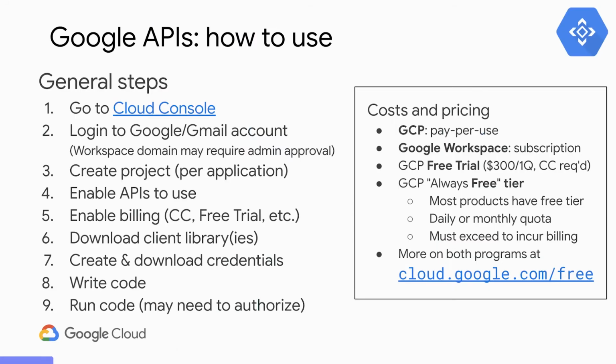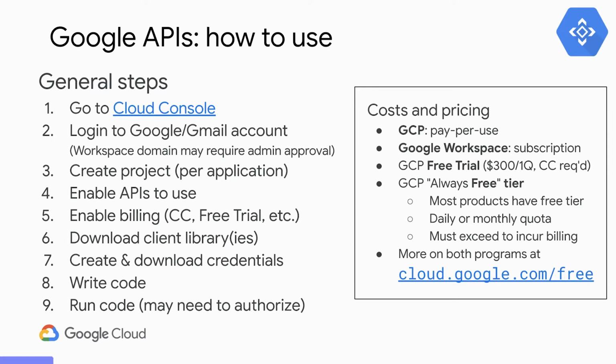All right, and so, for those of you who are new, this is a very high-level overview as to how you would generally use our APIs if you've never used them before. So the first step is you would go to the Cloud Console, and I'm going to show you what this looks like over the next couple of slides. Of course, you will log into your Google or your Gmail account. It could be a corporate Google Workspace account, or it could be your personal consumer Gmail account.